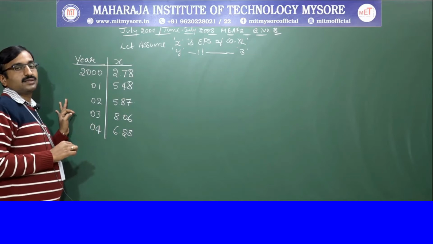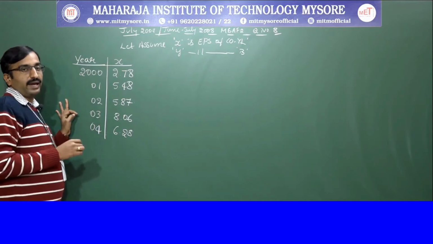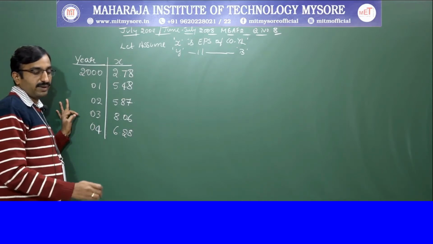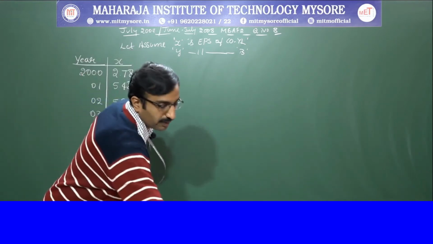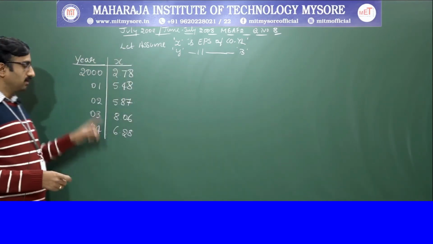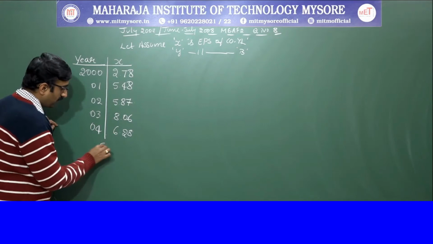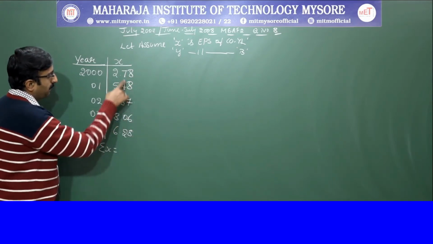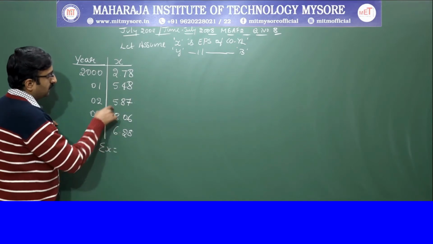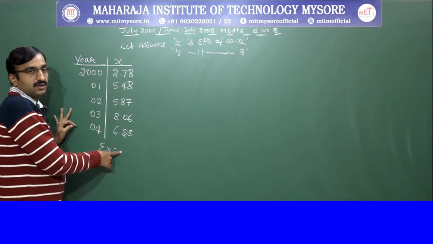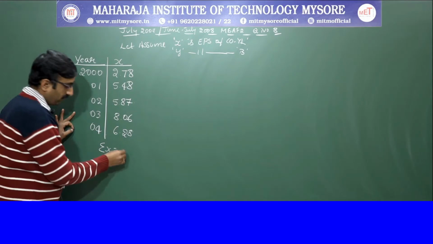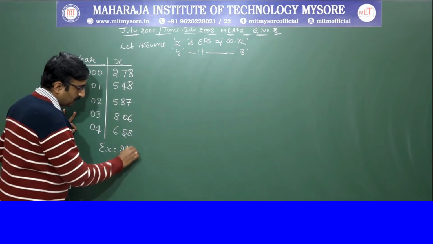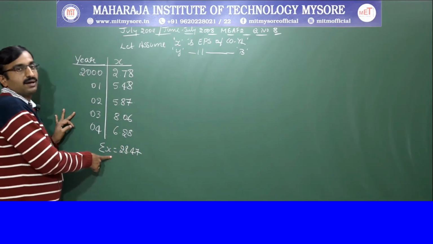This is the return of company A. This is called the mean return of company A. So find out the sigma x, the total of this one. It is 28.47. This is called sigma x.